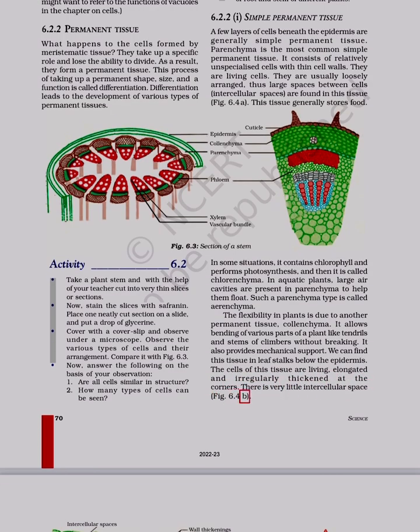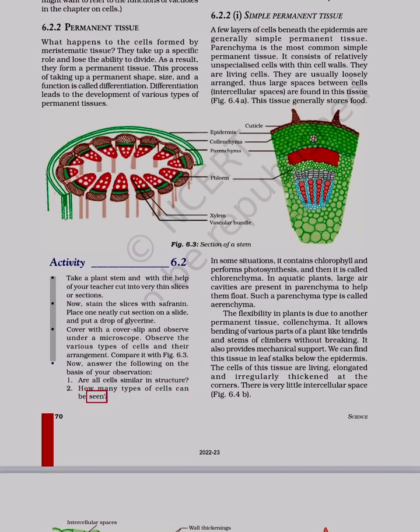Figure 6.4b. Take a plant stem and with the help of your teacher cut into very thin slices or sections. Now, stain the slices with safranin. Place one neatly cut section on a slide and put a drop of glycerine. Cover with a cover slip and observe under a microscope. Observe the various types of cells and their arrangement. Compare it with figure 6.3. Now, answer the following on the basis of your observation. 1. Are all cells similar in structure? 2. How many types of cells can be seen?